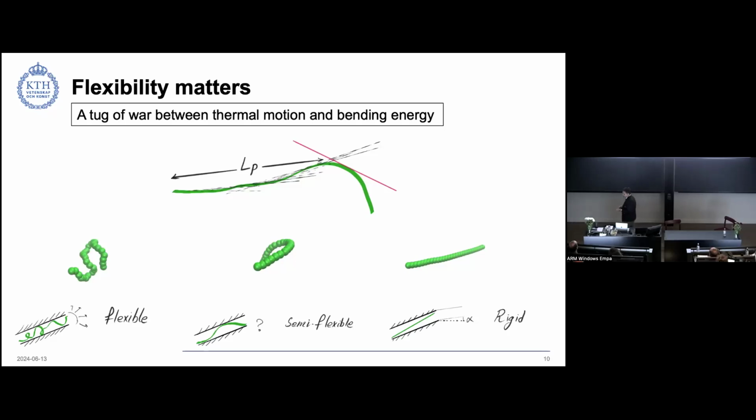So what is important here is that flexibility matters. Consider a polymer in water: the thermal motion tries to bend the polymer, but on the other side, the inherent flexibility tries to push the polymer back to its shape. And just imagine these polymers, rigid, semi-flexible, and flexible, in a really confined environment. Definitely they will have different behavior.